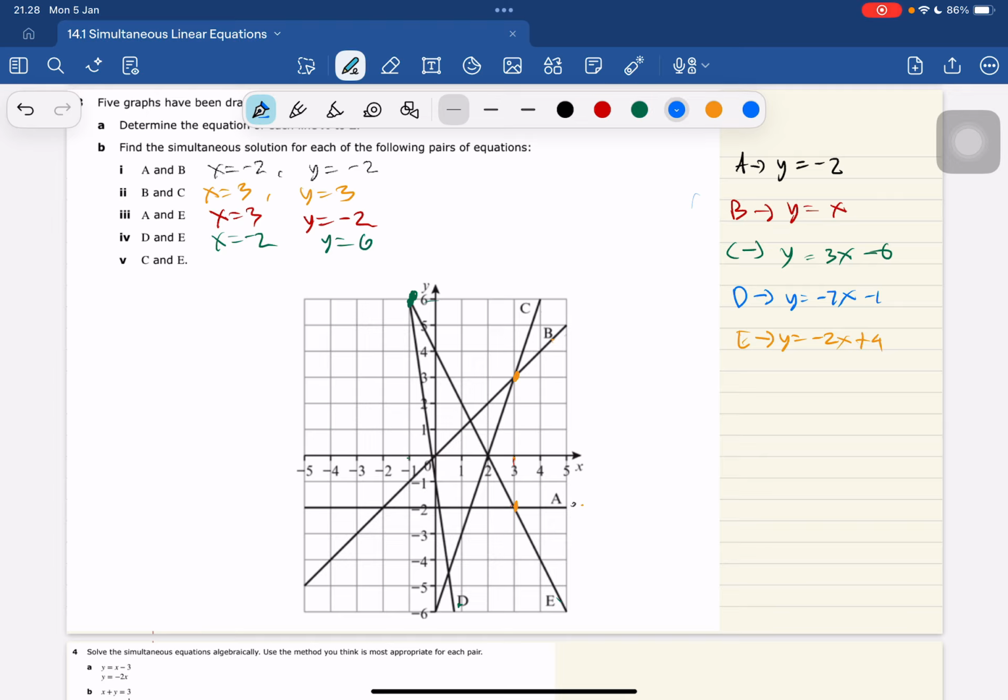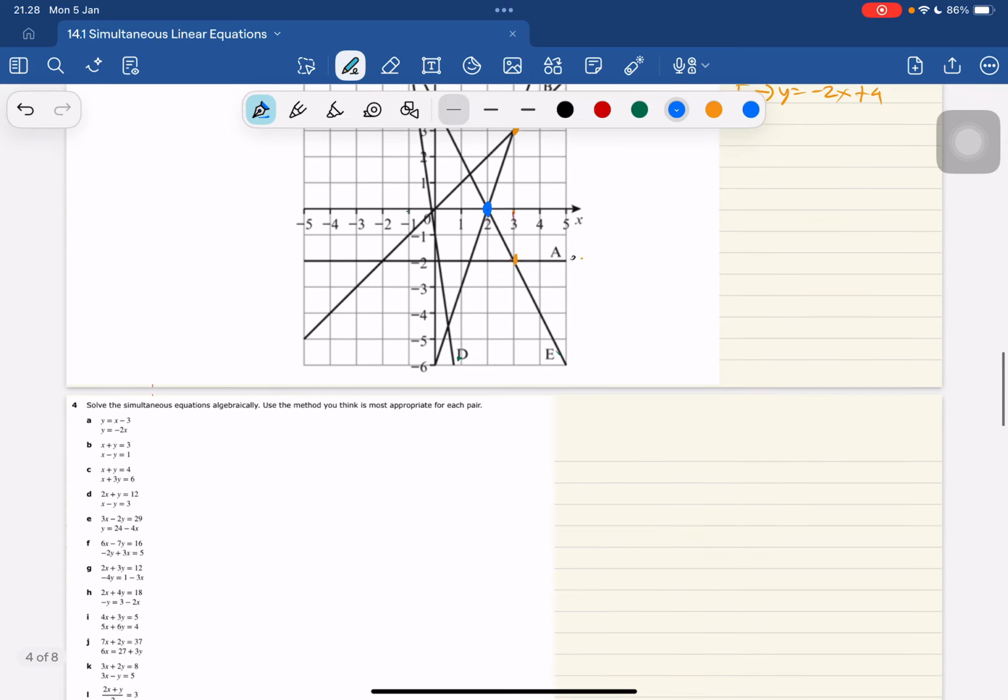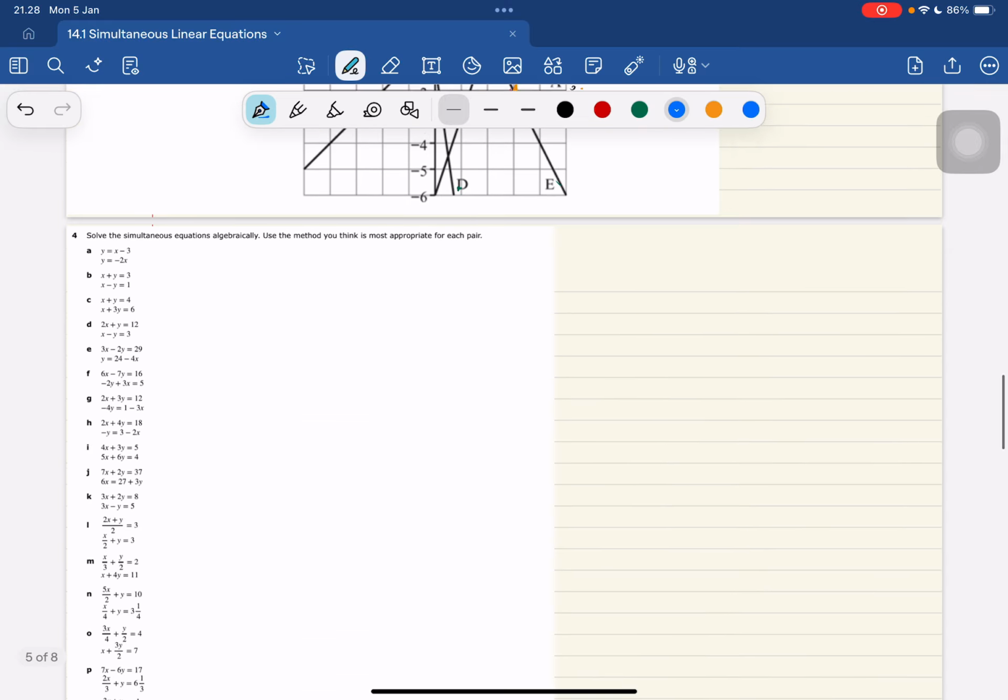Last question, C and E. Okay, here x is 2 and y equal to 0. Okay, there it is. I will continue to the next part.